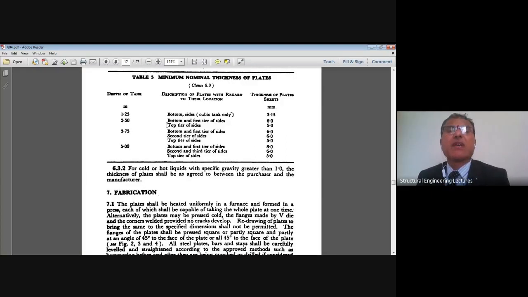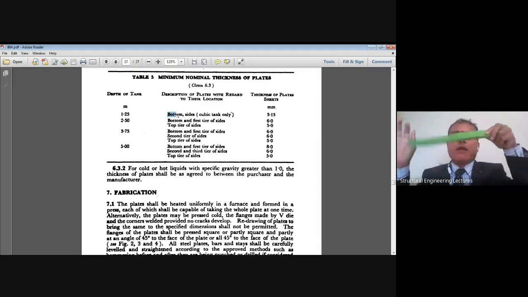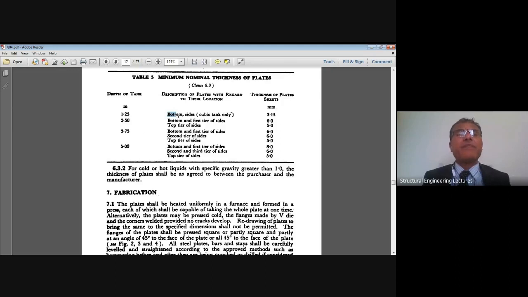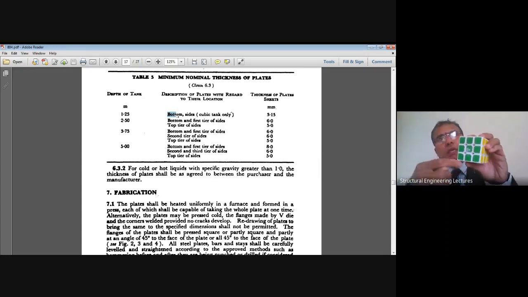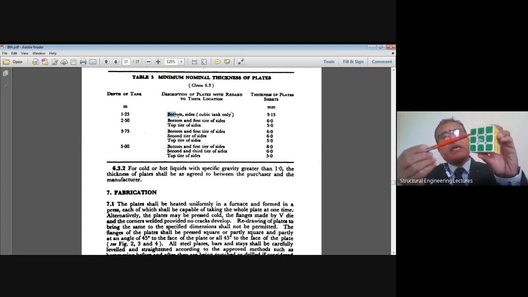Then the next specification is minimum nominal thickness of the plates, right? If the depth of the tank is only a single tire, 1.25 meter, then all the bottom plates as well as that of the 4 sides is a cubic tank, right? Cubic tank. Then all such plates should be at least 3.15 thick, right? The thickness should be 3.15. And if I do have depth as 2 plates or 2 tires, this is how I'm just demonstrating 3 tires now.